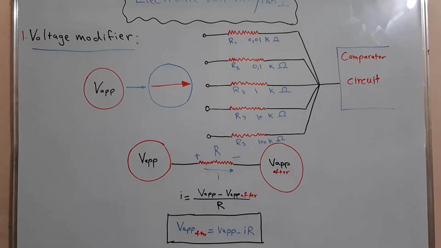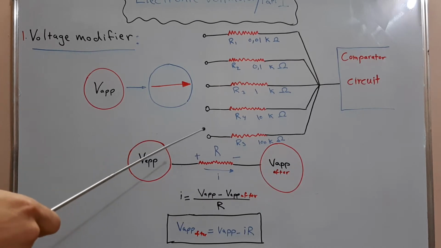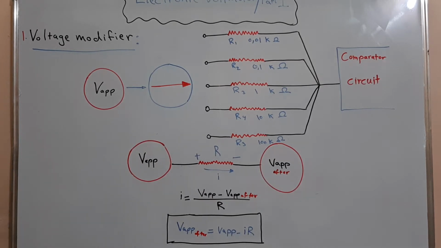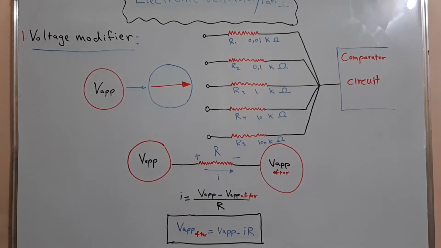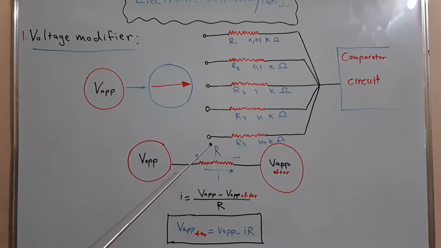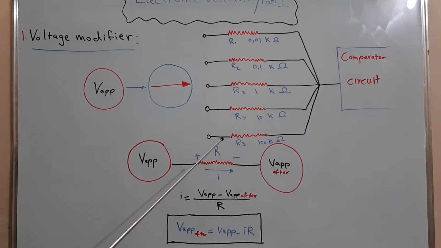The first part of the electronic voltmeter is the voltage modifier. The voltage modifier is composed mainly of two things. The first one is the selector disc, and the second one is multiple branches. Their ends are all connected at this point, and each one contains a resistor. The value of that resistance is directly proportional to the voltage that we want to measure.